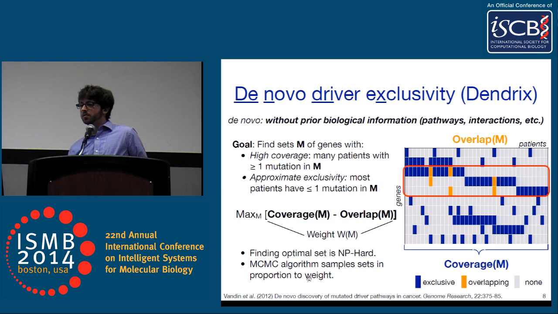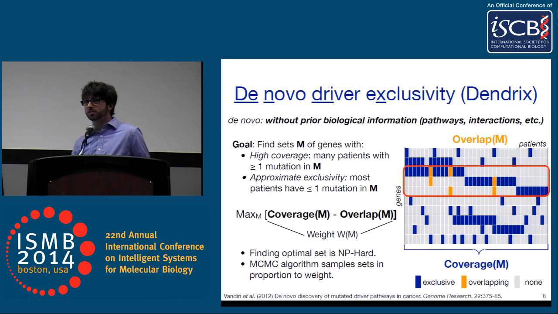And so in 2012, Vandin et al. developed an algorithm called de novo driver exclusivity, or Dendrix, where the goal of the algorithm is to find sets M of genes that display both high coverage and approximate exclusivity. The input to their algorithm would be something like this matrix shown on the right. It's a binary mutation matrix where each gene is either mutated in a patient or it's not. I'm showing outlined in red the highest weight set, where weight is the coverage minus the overlap in this matrix. The overlap is indicated by the orange bars, and the coverage is actually equal to the width of the matrix in this case, as every patient has at least one mutation.